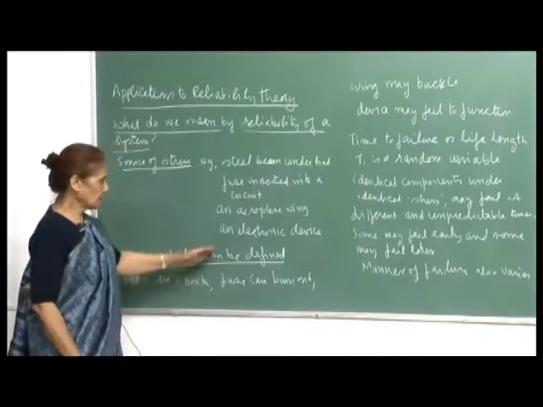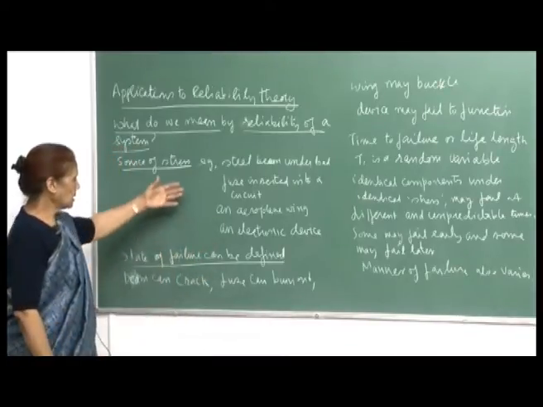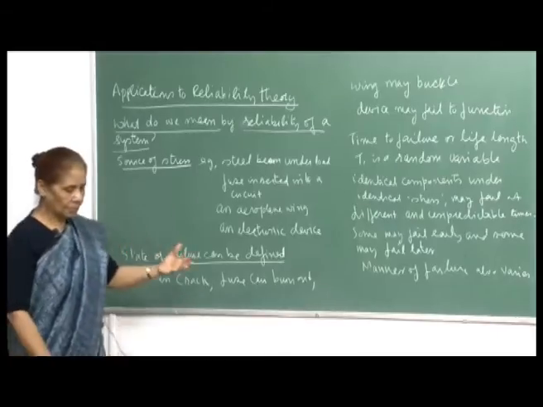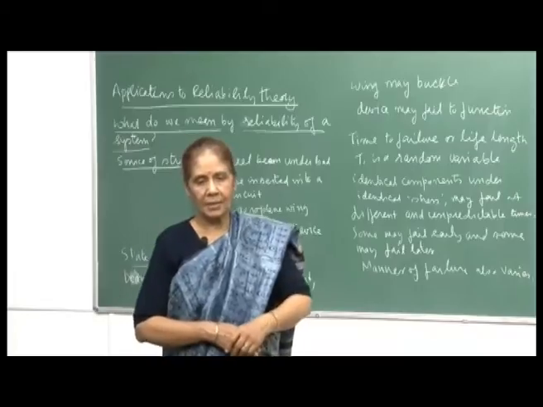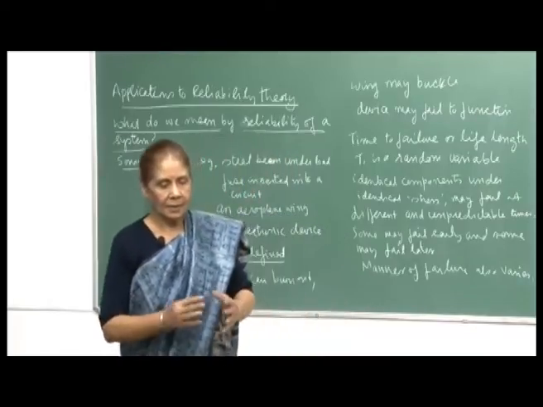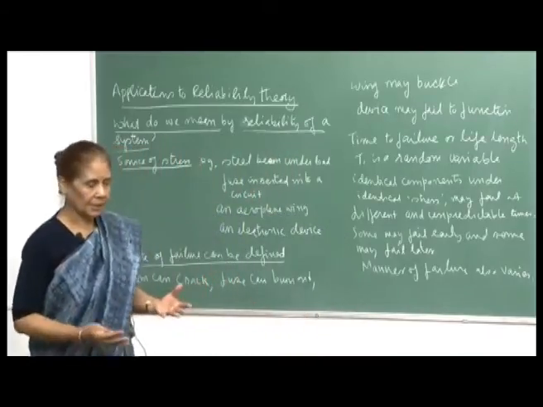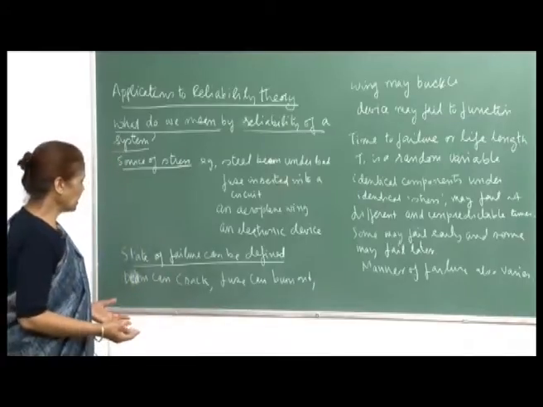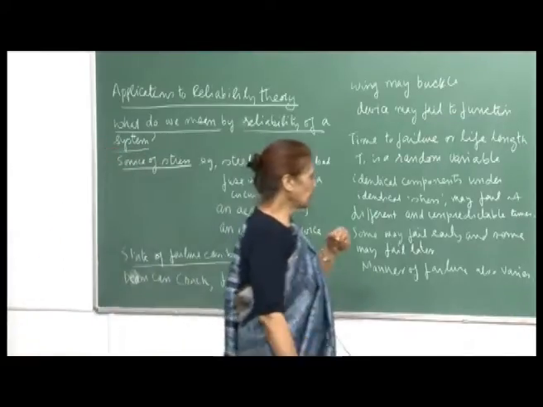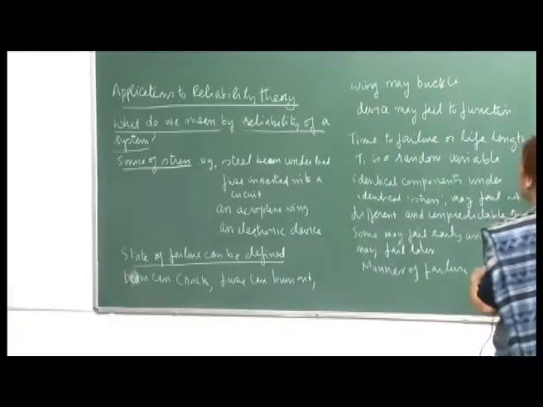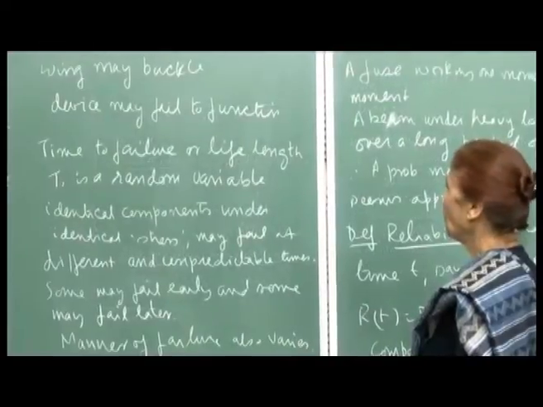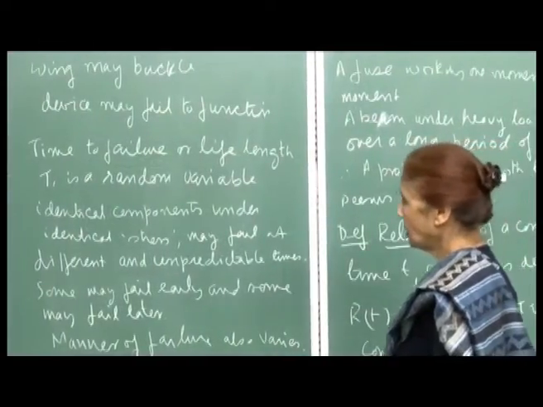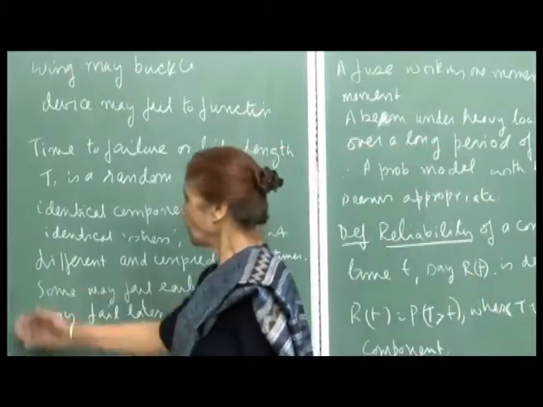Therefore, you can write down your own examples. You can take a component or a system, you can talk about what kind of stress that system is facing, and then you can also define the way the system will stop functioning. So, essentially, we need to talk about time to failure, or life length, and it will be a random variable. And why?